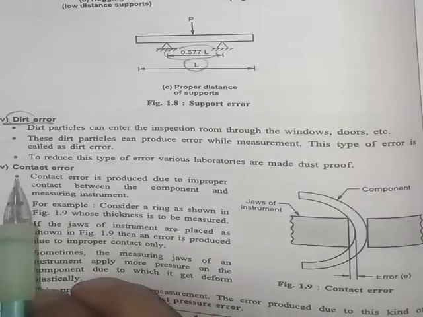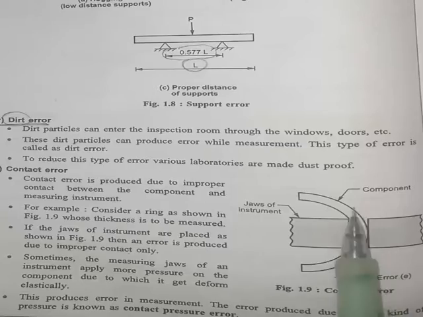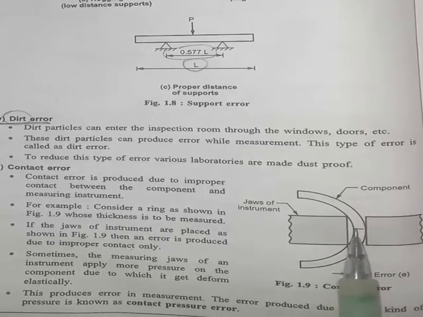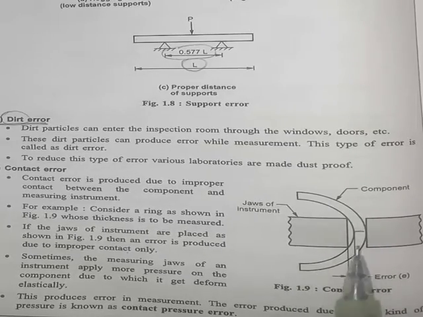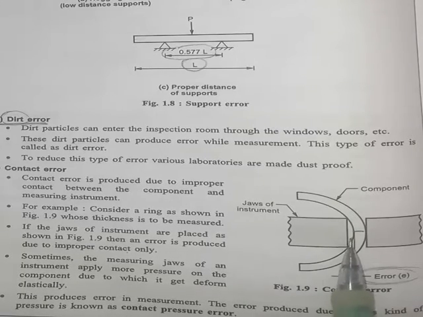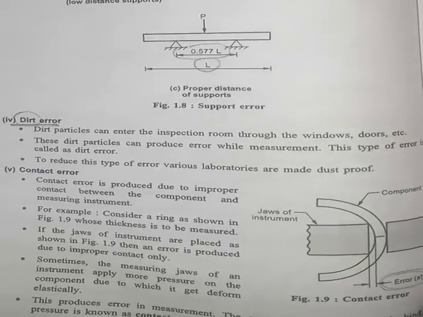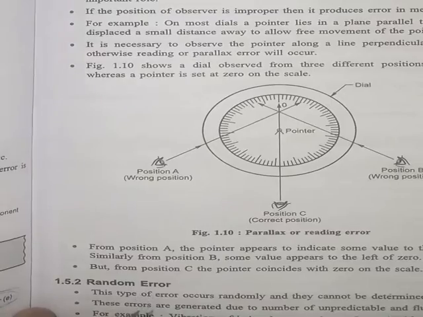Okay, then contact error, you can see here. If I want to measure the thickness of this round bar, and if I measure like this, then this jaw will not touch over here, so this produces an error. So this is called the contact error. You can explain in your own way, but with the figure. Okay, the figure is compulsory. Just draw the figure in all the explanations. It will be very easy for you, right?